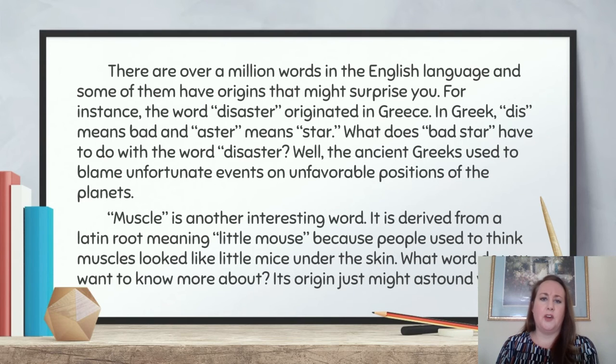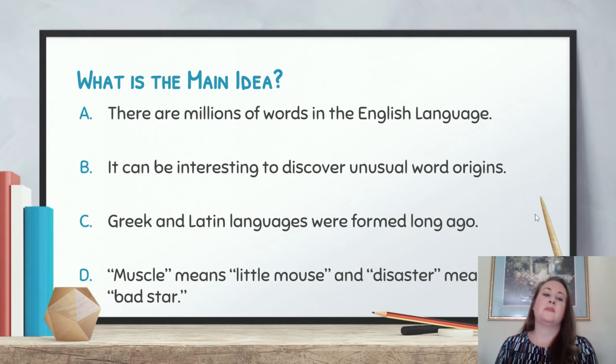All right, so we have a lot of information in there. So let's go through and see patterns that we see. We're talking about words. We're talking about meaning of words. All right, so let's look at our choices to see the main idea. All right, so our first one, there are millions of words in the English language. It can be interesting to discover unusual word origins. Greek and Latin languages were formed long ago. Mussel means little star and disaster means bad star.